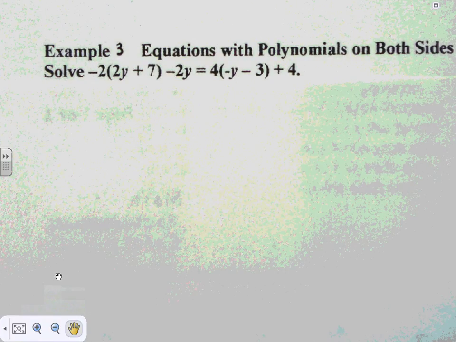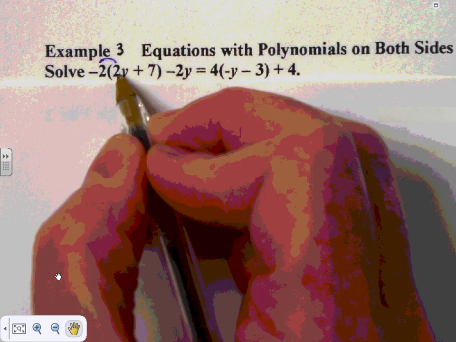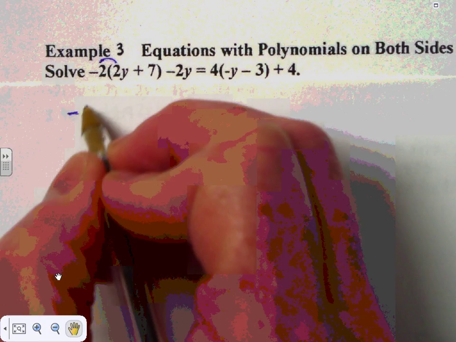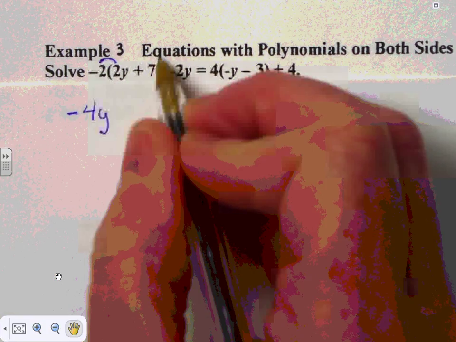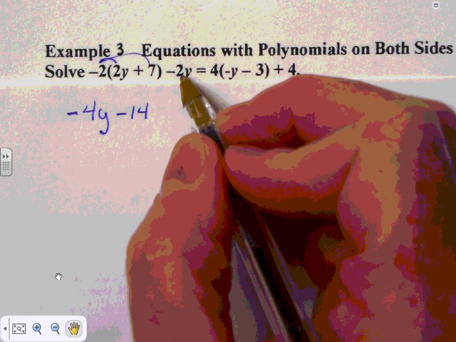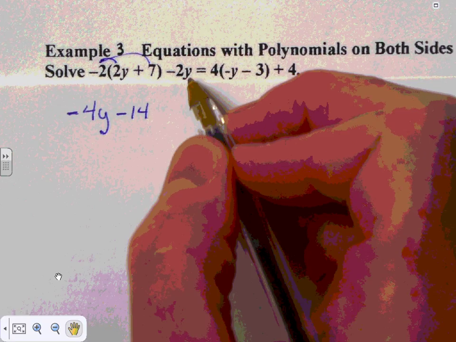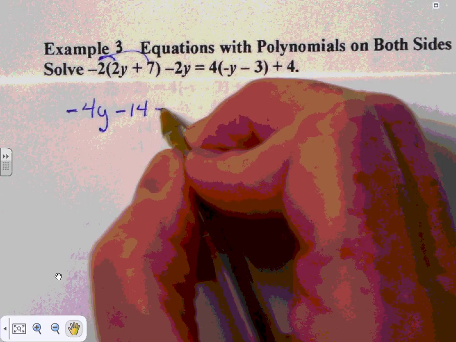So distribute. Negative 2 times 2 is a negative 4 with a y. Negative 2 times the 7 is a negative 14. This negative 2 is not inside those parentheses. Don't you dare multiply it by anything. He just drops down, okay?